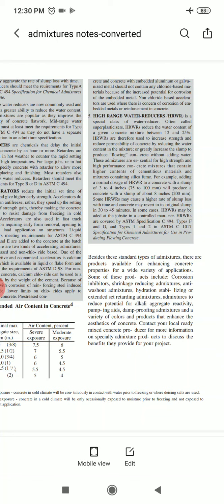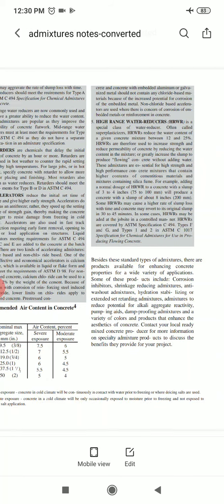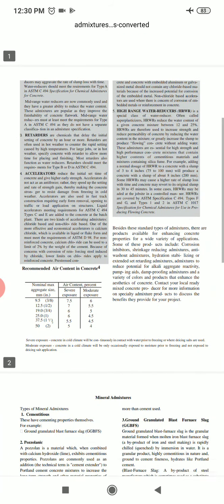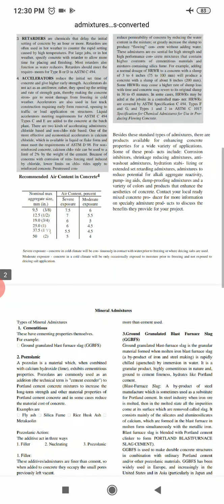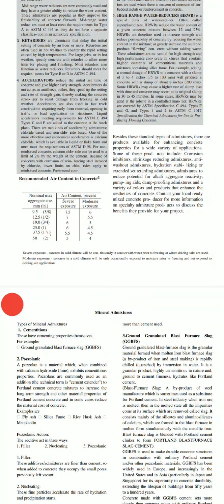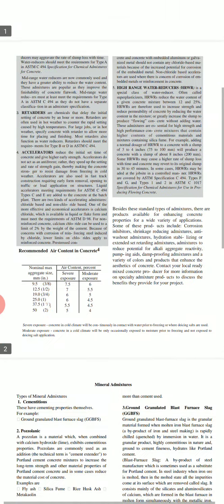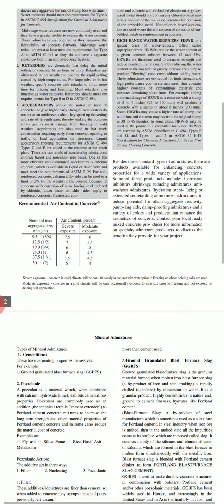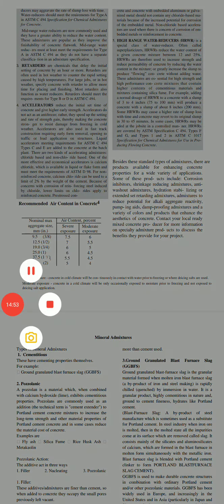Okay, the high range water reducers or super plasticizers are used where we want to achieve concrete of good strength. There we can use super plasticizers. This will reduce the water content and increase the strength. Okay, so in this PDF you can see the recommended air content in concrete. To use these air entraining agents, you have to go through this table, see what is there, and check it out.